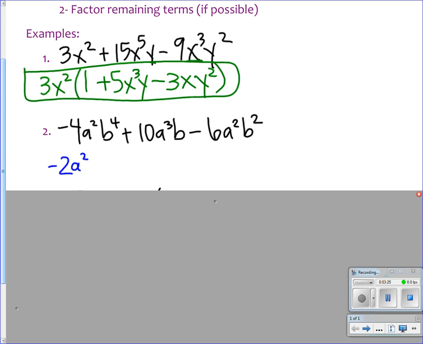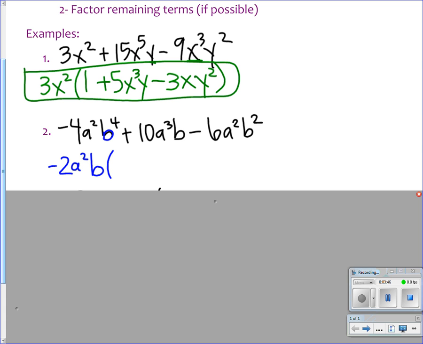And do they all have a b? Yes. And what's the highest power that we can factor out? Just to the first. Good. So just, oh, we don't want to put the 1. We'll just leave it like that. So -2 a squared b is what we're factoring out.